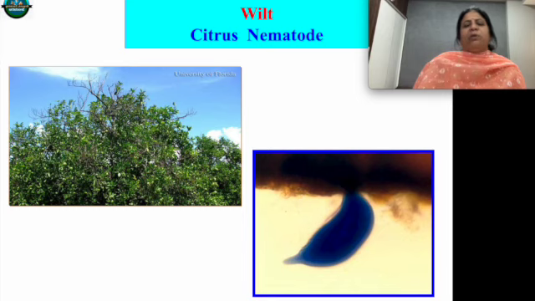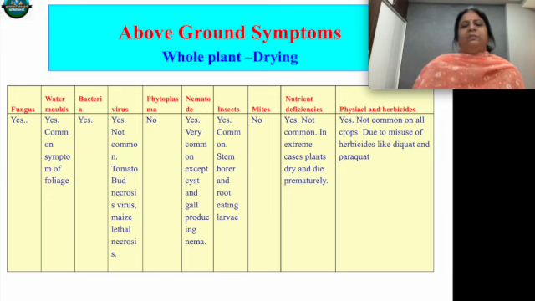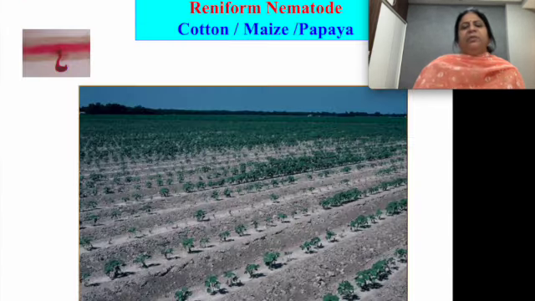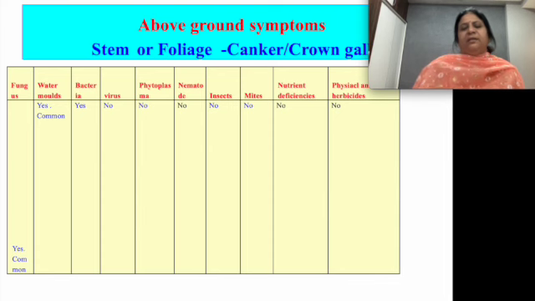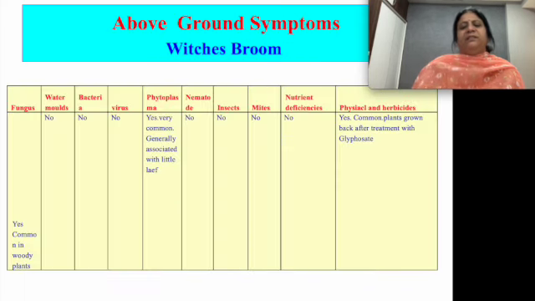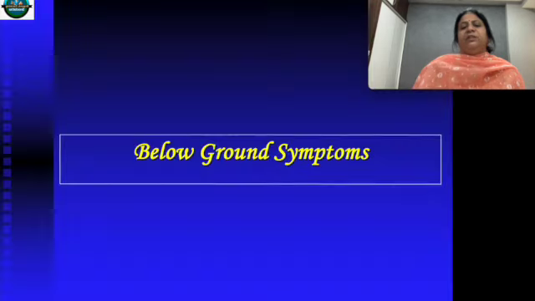Coming to the nematode problems, sometimes the diseases are confused with the nematode problems. When whole plant is dying, the reason is to be detected. It could be a nematode problem also, when the whole plant is drying. So the cankers may be bacterial or viral, or it could be a fault. Witch's broom, you can see the witch's broom symptom also above ground.